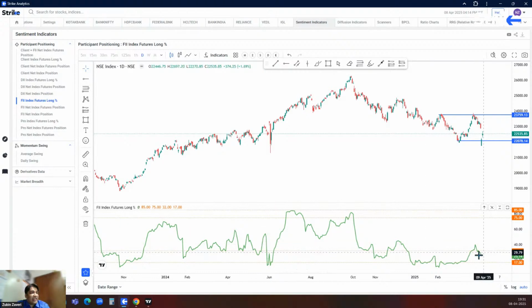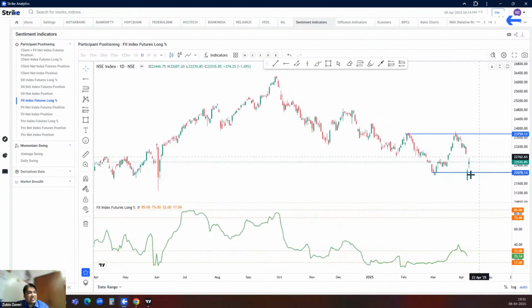Only the FII position has not made a new low. But client plus FII index futures had made a new low, meaning the clients, people like you and me, the retail people, have panicked and probably created short positions, but FII has not created more shorts. They're just a little bit down over here. So this could be a trap for the client level people. And as a client, we just have to observe these two levels once again.